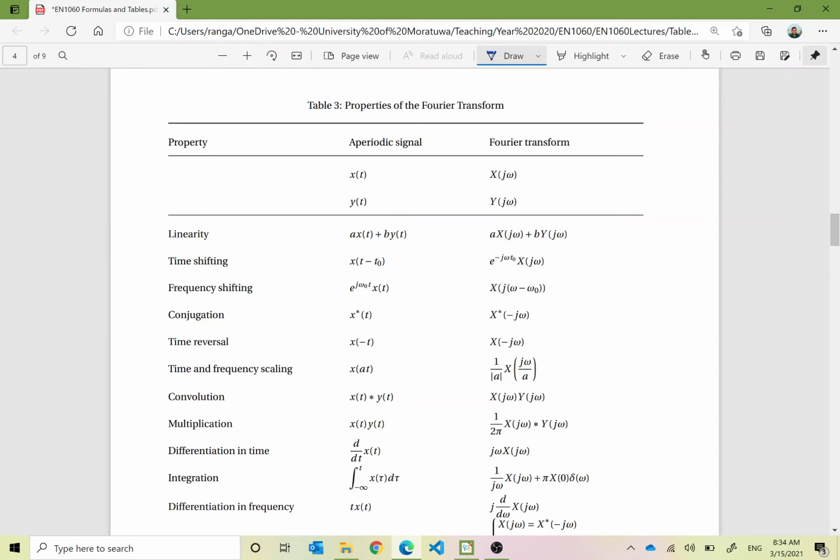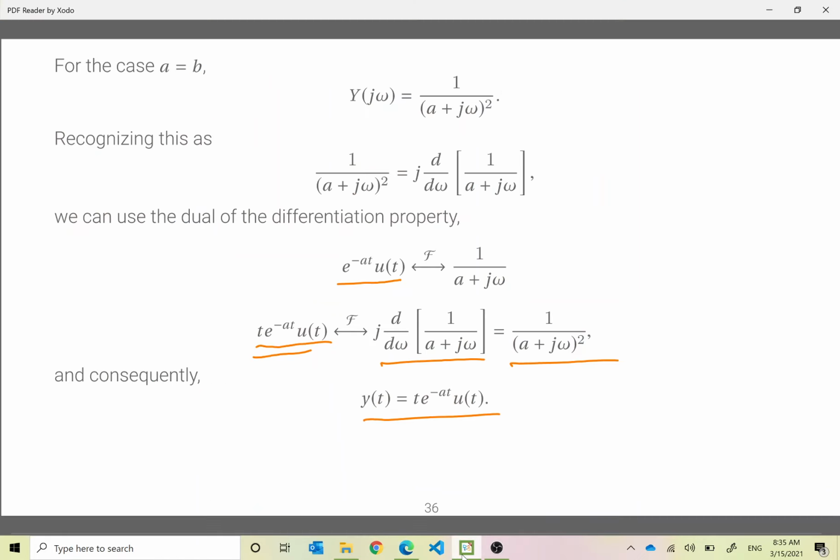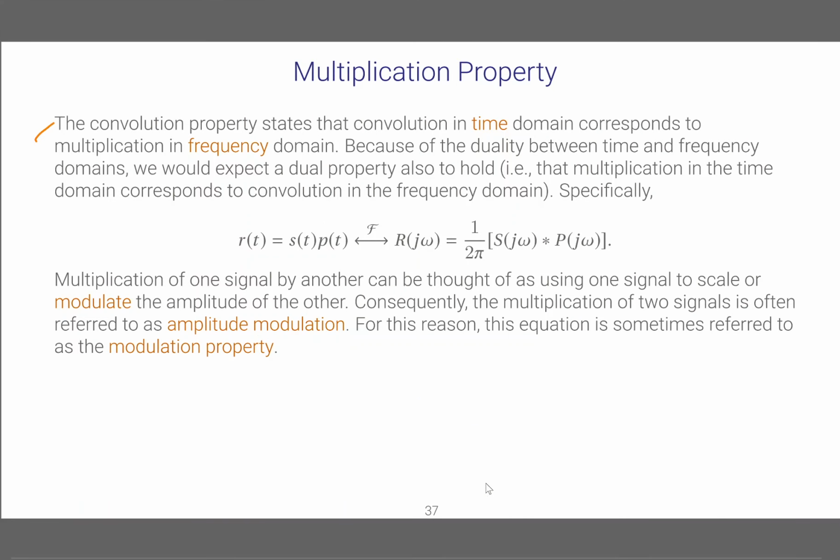Also, on the other hand, we can use the properties of the Fourier transform. For example, this is the property that was used in the example. Okay, then the multiplication property. The convolution property states that convolution in the time domain corresponds to multiplication in the frequency domain. Because of the duality between time and frequency domains, we would expect a dual property also to hold. That is, multiplication in the time domain corresponds to convolution in the frequency domain.